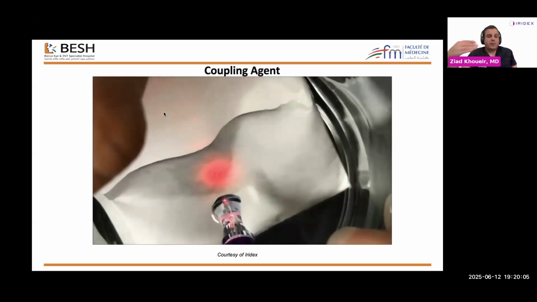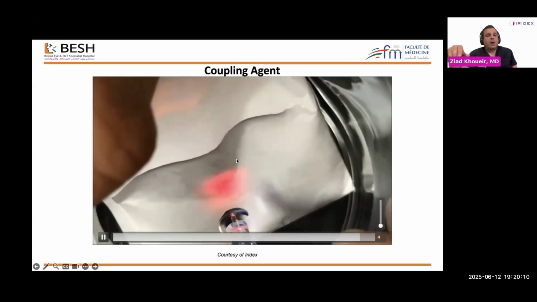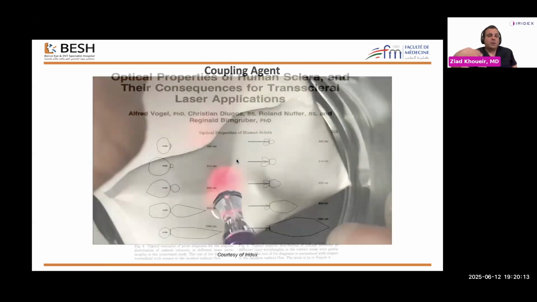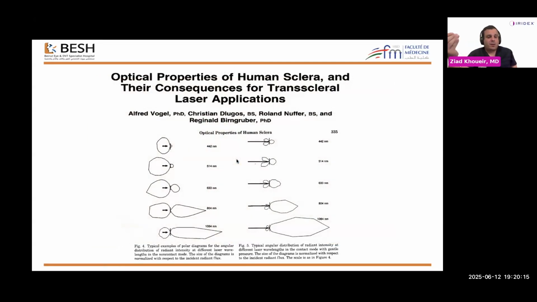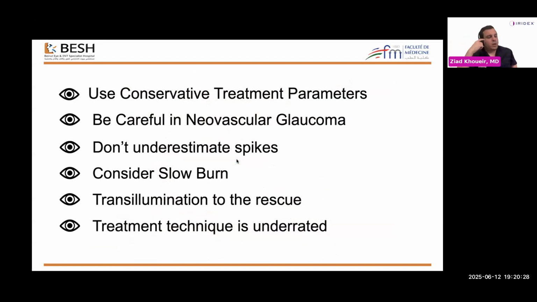You also need to use a transparent coupling agent when performing cyclophotocoagulation, because using a transparent coupling agent will also increase the energy absorption at the level of the ciliary body, and this will also translate into increased efficacy. So to sum it all up, just by combining all those tips, you can get a better safety efficacy combination when it comes to cyclophotocoagulation.